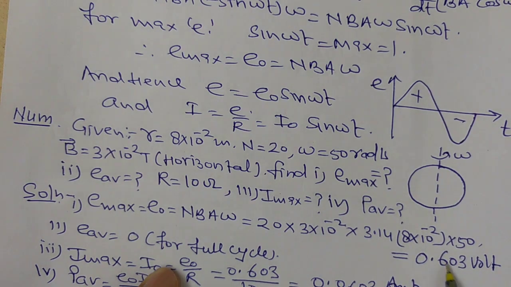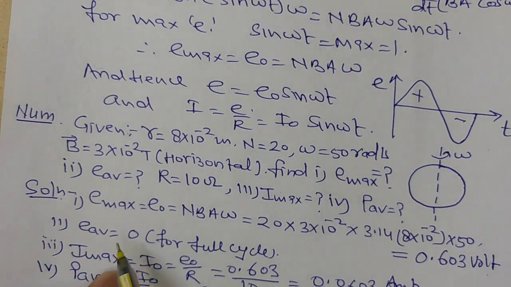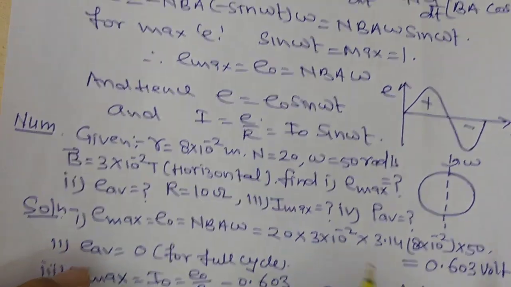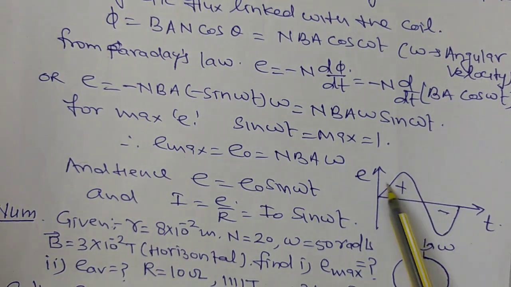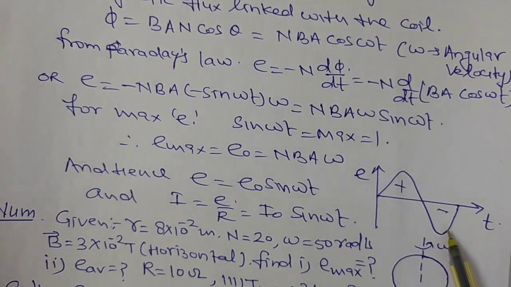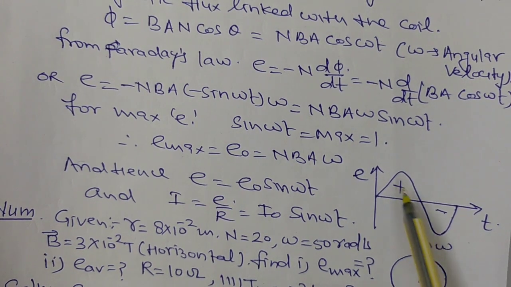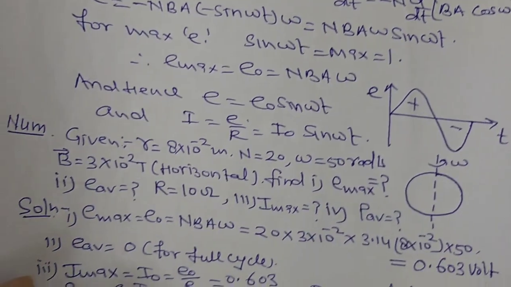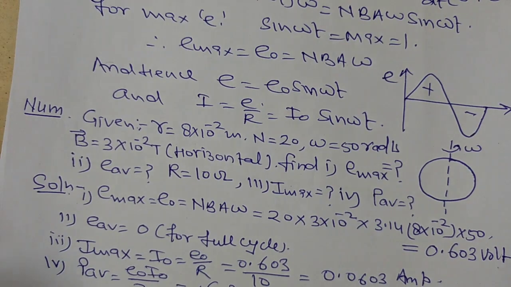This is 0.603 volt. Now the average value of EMF. The average value of EMF for the full cycle: you know the average value of this alternating EMF or current is 0 because this positive half and this negative half, its positive average and its negative average are equal. Therefore, for one complete cycle, the average value of EMF is 0.